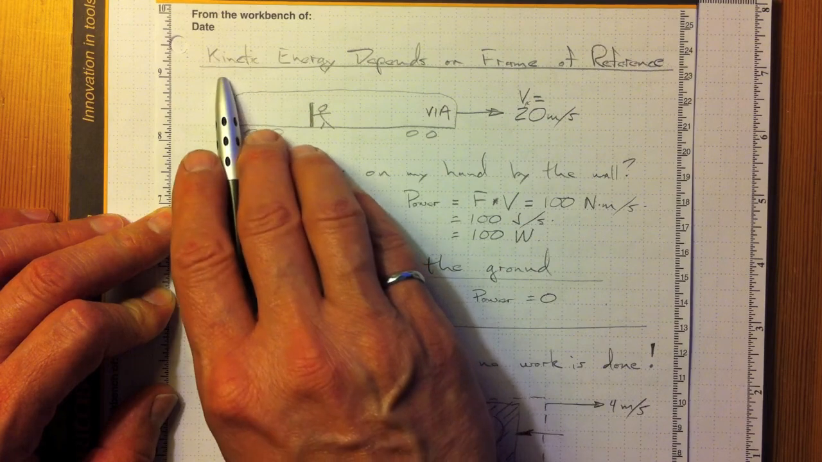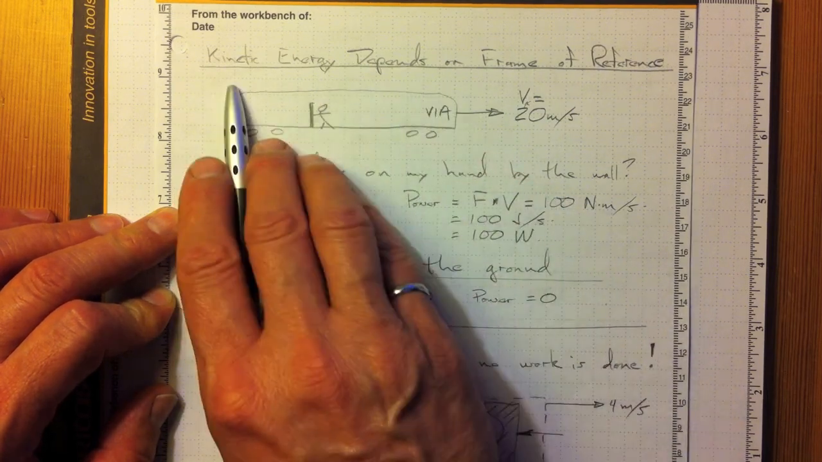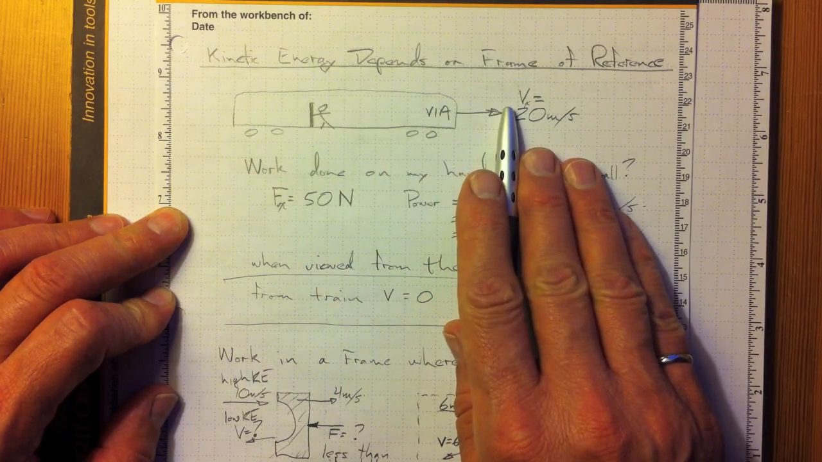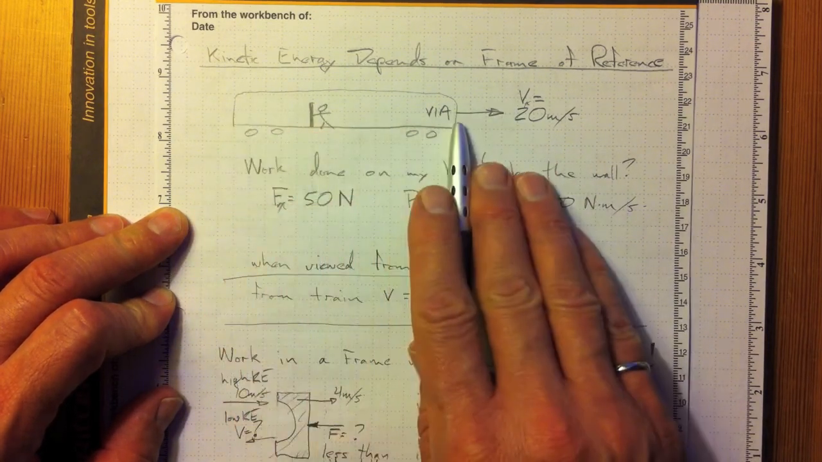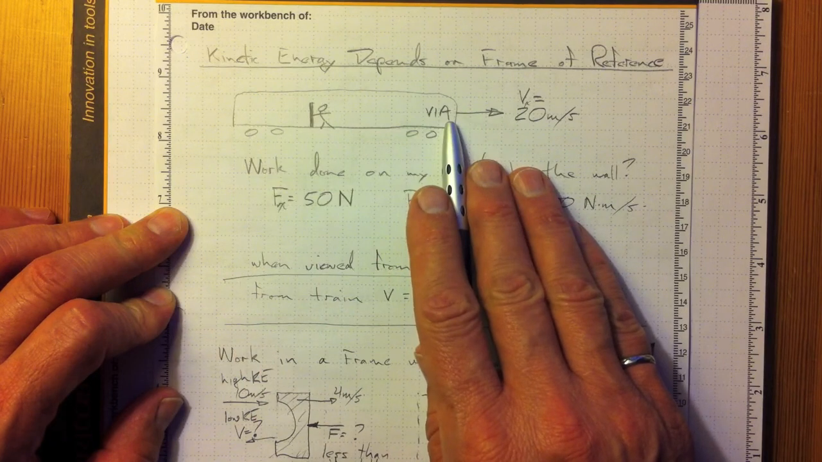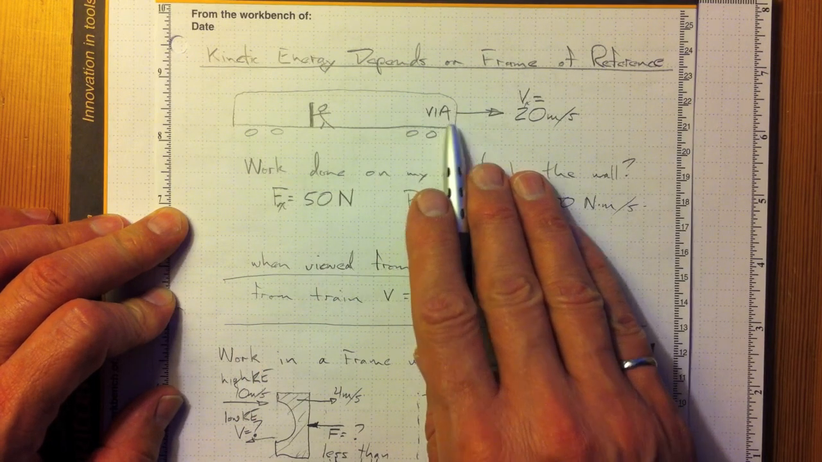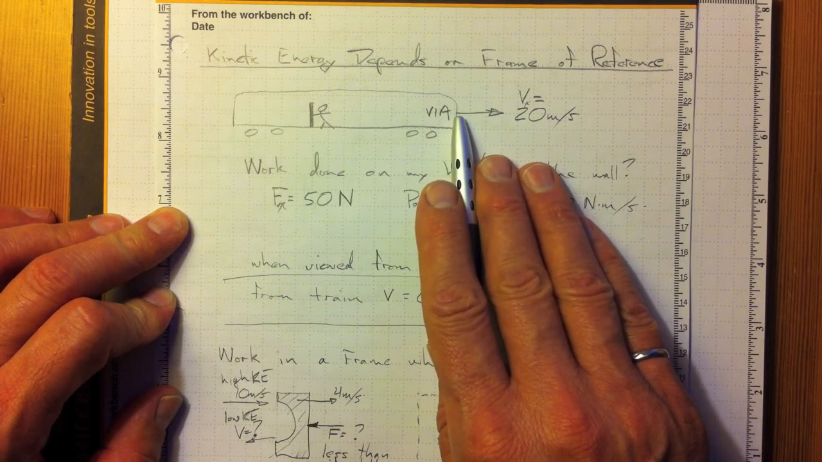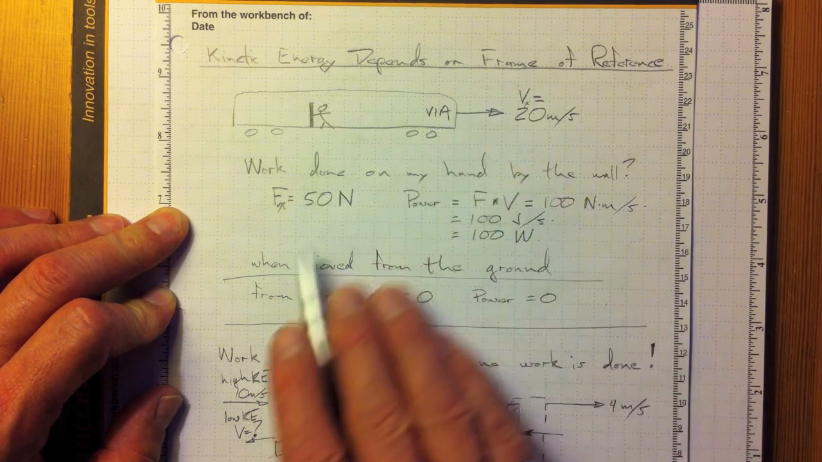However, if we take a frame of reference and attach it to the train car so that it moves along with the train car at 20 meters per second, then nothing in that frame of reference has any kinetic energy. So kinetic energy really depends on the frame of reference we choose. And the choice is arbitrary, so we can make it whatever we want.